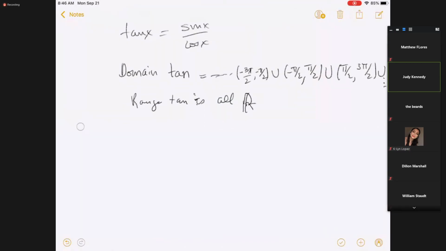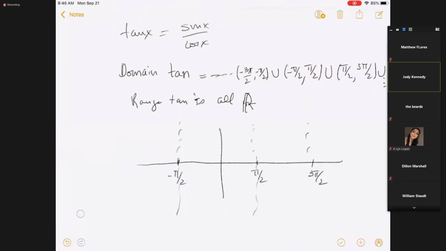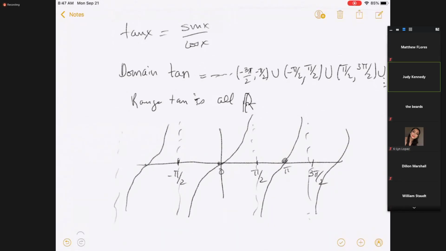And the domain and the graph, okay. 0, call that pi over 2. Call that 3 pi over 2. Call that minus pi over 2. A vertical asymptote at these odd multiples of pi over 2. And in between, it goes like that. Like that. That would be 0. That would be pi. And of course, it keeps going, and it keeps going. Okay, that's what the tangent looks like.